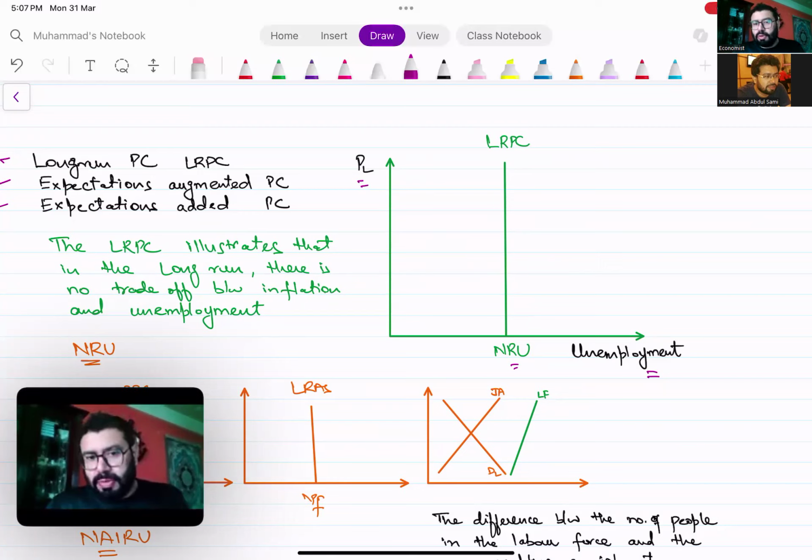Expectations. The concept of LRPC is closely tied to the idea that workers and businesses, or firms, adjust their expectations about inflation, which ultimately leads to the economy returning to the natural rate of unemployment. So while the short-run Phillips curve suggests a trade-off between inflation and unemployment, the LRPC highlights that this relationship is only temporary. In the long run, the economy will return to its natural rate of unemployment.